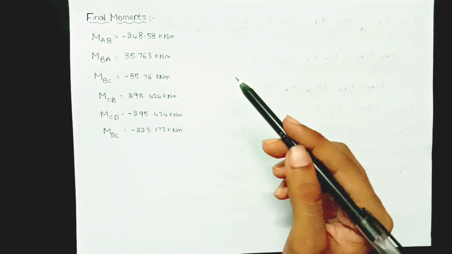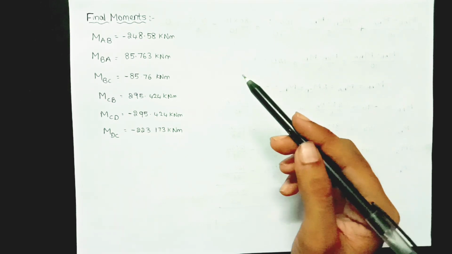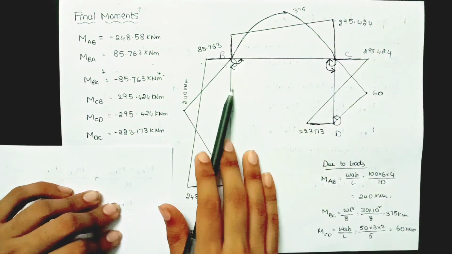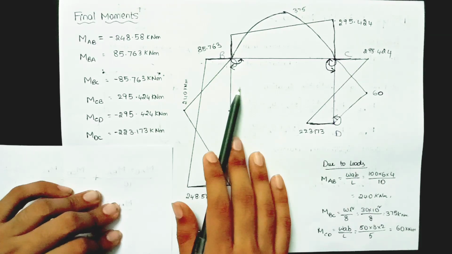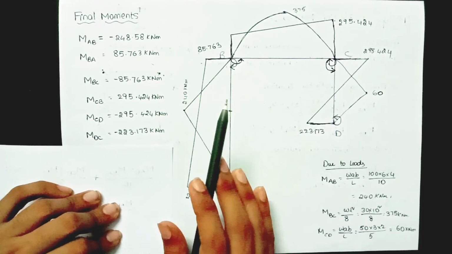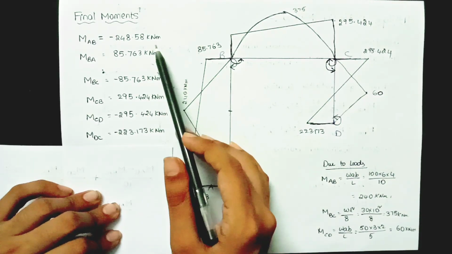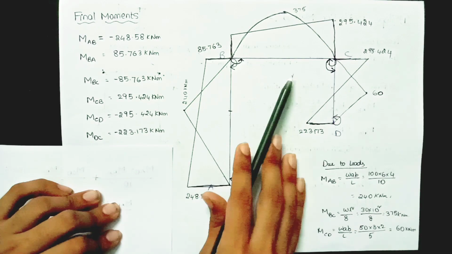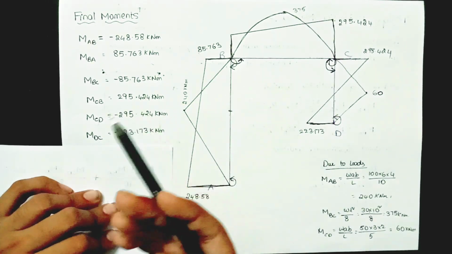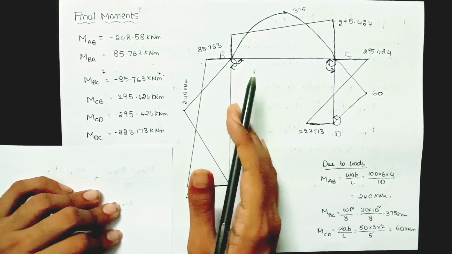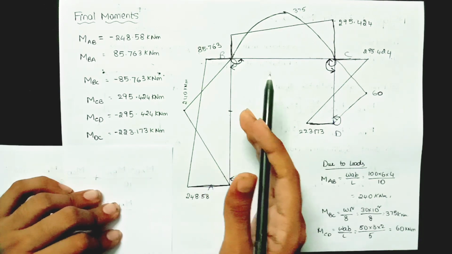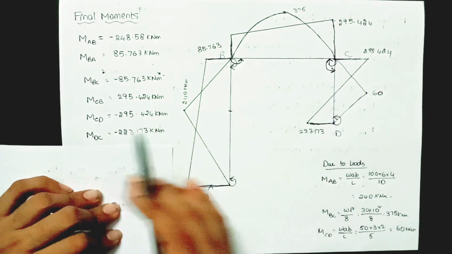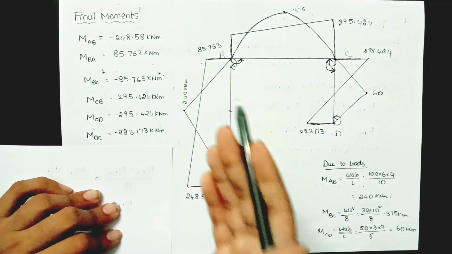The next step is to draw the bending moment diagram. This is the final bending moment diagram for the given frame. These are the final moments and these are the moments due to loads. So this is the net bending moment diagram. If you don't know how to draw the bending moment diagram, I have specially made a separate video for the same values.